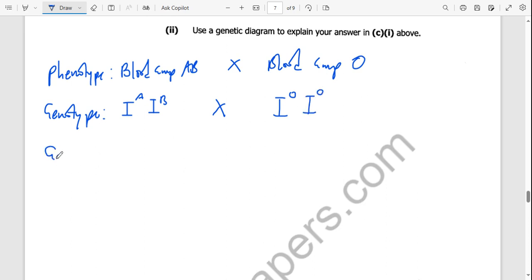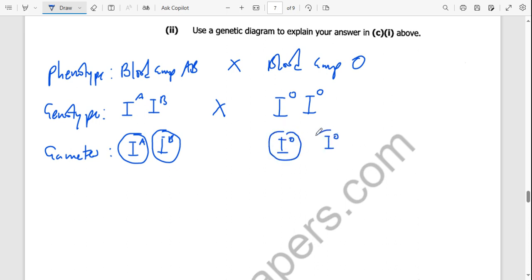And then you write now the gametes. So this is going to be IA, put it in a circle, write IB, also put it in a circle, two different circles, because these two are going to be in two different sperms. Don't put a times for gametes. Write I, O, put in a circle, I, O, also put in a circle. And then fertilization is going to happen.